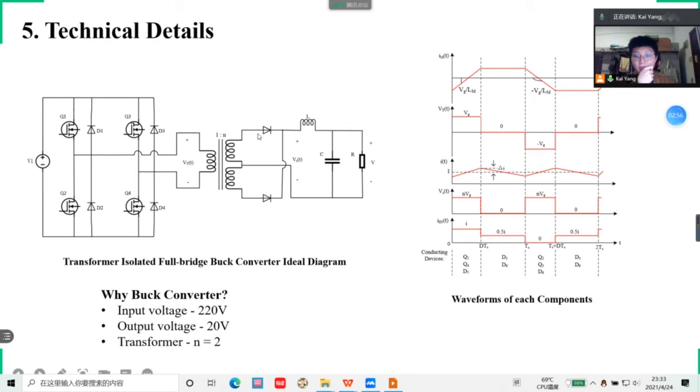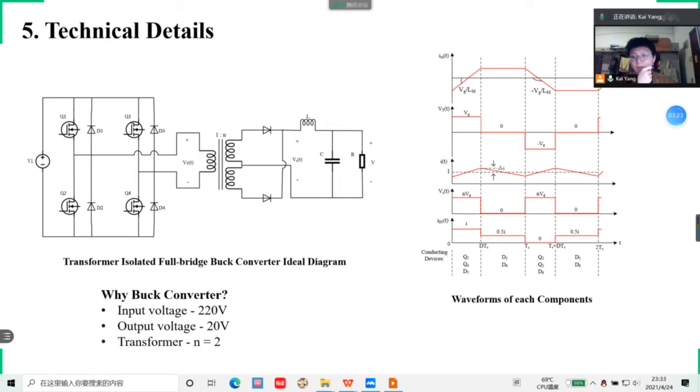wave after boosting. And finally, under the action of these two diodes, the right part of this circuit is truly a buck converter. And then the DC voltage and currents are provided to the load. And this figure shows the waveform of each component in these circuits. Here, why do we choose a buck converter?